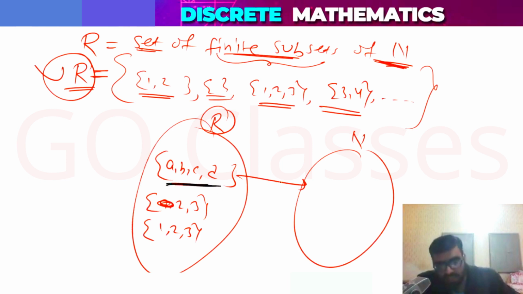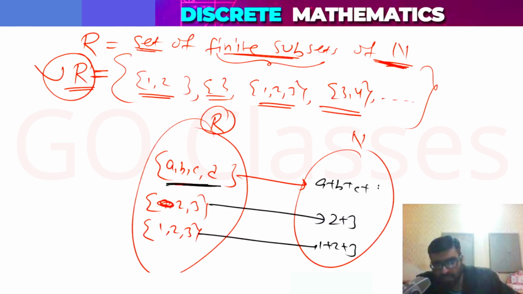Yes, Siddhant is correct. So very easily, I don't have to worry about it actually. I will just assign it to 2 plus 3. I will just assign 1 comma 2 comma 3 to 1 plus 2 plus 3. I will just assign A comma B comma C comma D to A plus B plus C plus D.